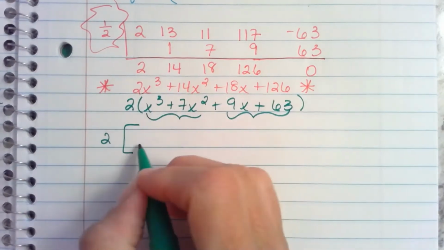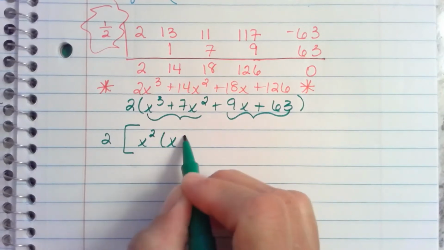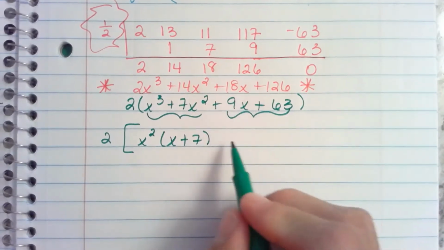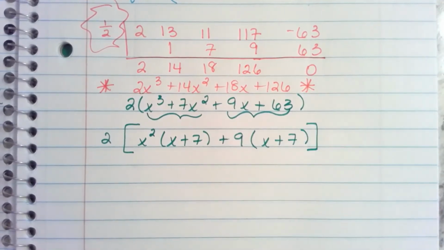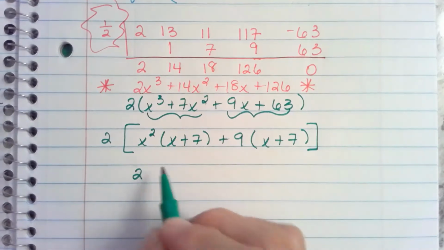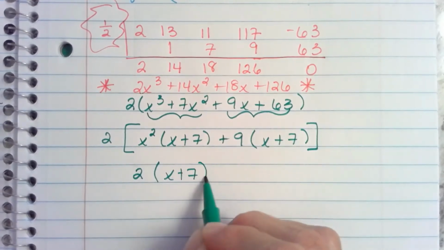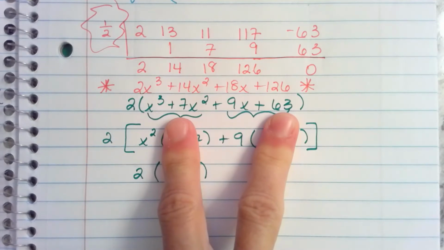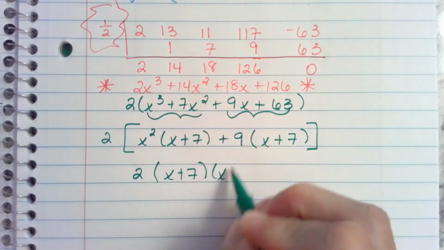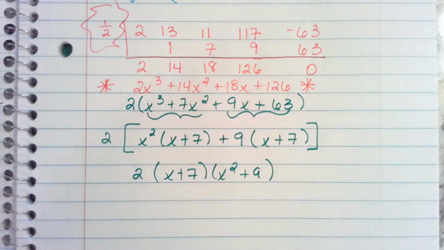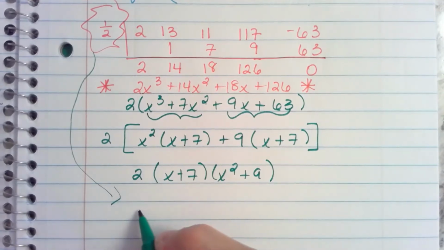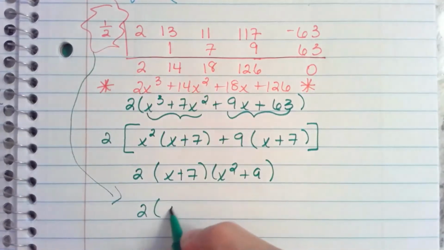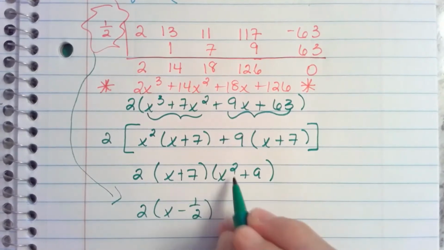So we can factor an x squared out of the first 2. We'll be left with an x plus 7. We can factor a 9 out of the second 2, and we'll be left with an x plus 7. Now we can keep that 2, factor out the x plus 7. If you take that out, you're left with x squared plus 9, right? So we have x squared plus 9. So it looks like we're almost finished with our factoring. We bring this one down. So I'm going to put the 2 out front. Then we're going to have x minus that number, and then these 2.